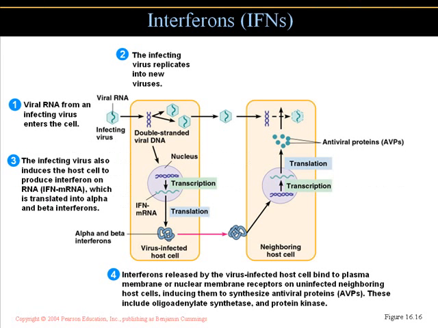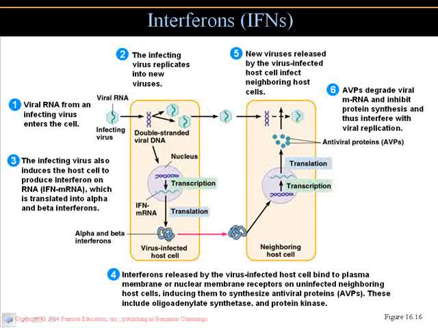This illustration is out of your book, and it basically shows the steps by which interferon works. Again, the virus typically replicates into a new virus. We see the viral RNA from the infecting virus enters the cell and uses the cell's own DNA to carry out this replication. The infecting virus also induces the host to produce interferon, again alpha and beta interferon. Then we see interferons released by the virus-infected host cell, which will bind to the plasma membrane or nuclear membrane receptors of the uninfected neighbor host cell and will induce it to synthesize antiviral proteins, or AVPs. This includes the enzyme I discussed earlier, oligoadenylate synthetase, and protein kinases.